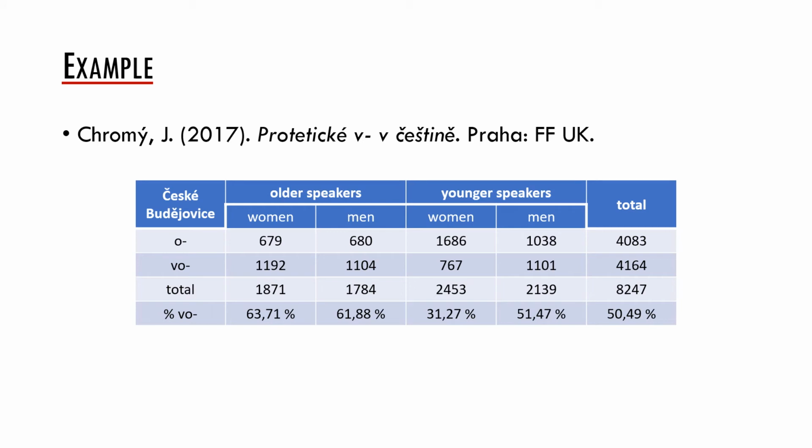The key finding of the research was that the use of prothetic we is on decline in Czech. In this table, we can see the results for speakers from a southern Bohemian city, České Budějovice. Altogether, there are four groups of speakers: older women, older men, younger women, and younger men. What we can see is that the older generation uses prothetic we more than the younger one, which points out to an ongoing language change.